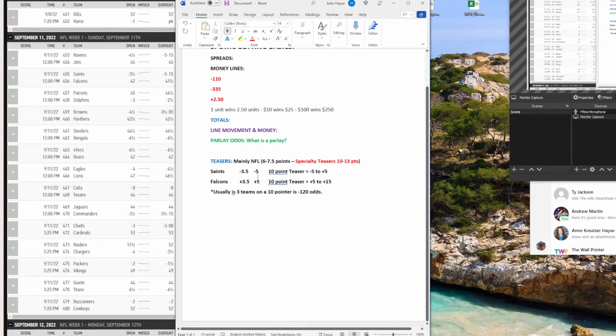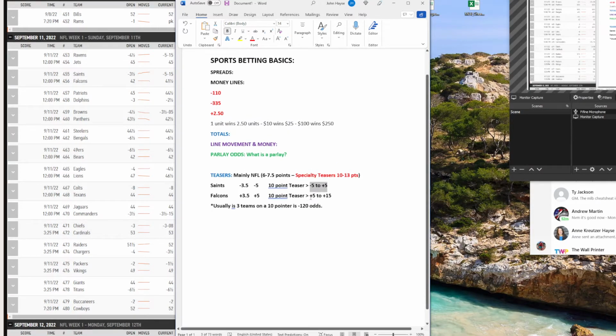So if we put this game on a 10-point teaser, our minus 5 goes to plus 5. So one of the big things a lot of professional sports bettors prefer not to do on a teaser is cross 0. So this would be a no-no in their mind, going from minus 5 to plus 5. They don't like doing that.